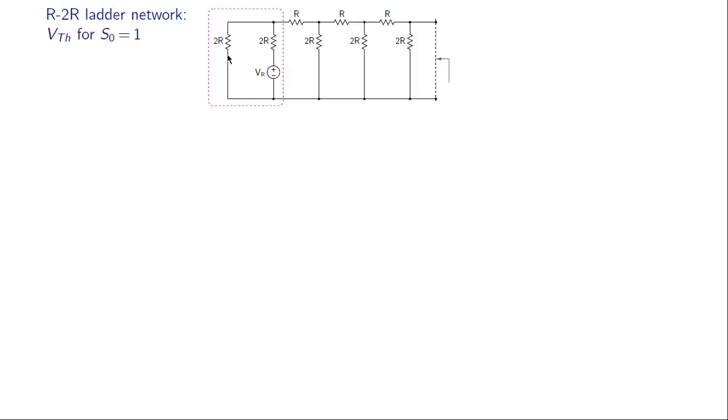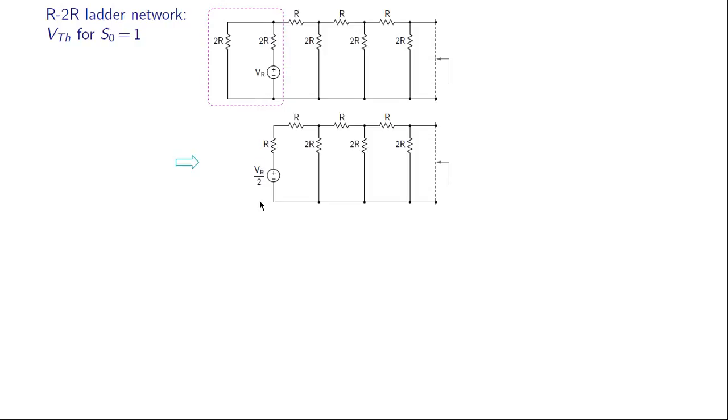And what is the Thevenin voltage? The Thevenin voltage is the open circuit voltage here. So we remove all of that and find this voltage between this node and this node. And then we see that there is a voltage division happening between these two resistances. So this voltage will then be VR by 2. So that is what we get. The Thevenin resistance is R of this part, and the Thevenin voltage is VR by 2.